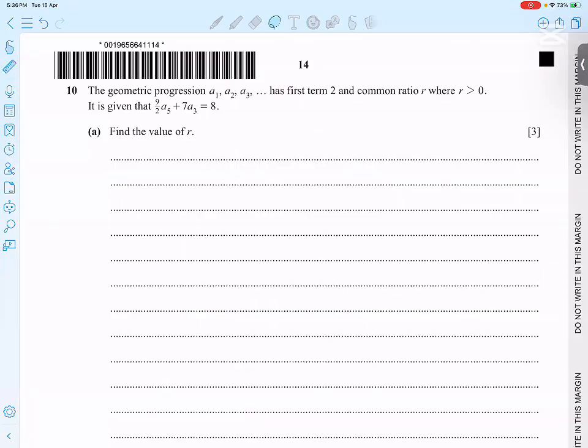Question number 10, we have a geometric progression A1, A2, A3, whose first term is 2. Okay. Common ratio R, but R is bigger than 0. And given this data, let's try to write it. The data is given: 9 over 2 times 2A5 plus 7A3 equals 8.